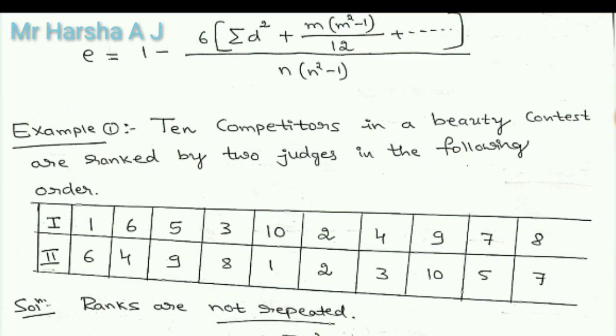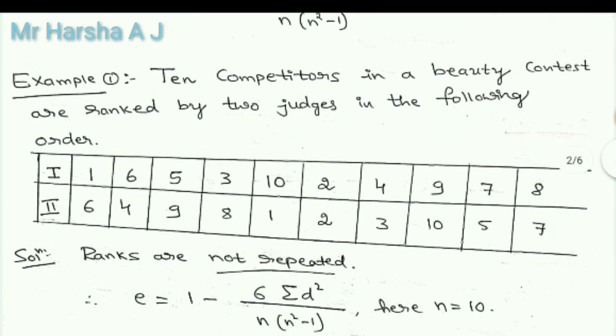So what is the first observation I mentioned? The ranks should not be repeated, right? If they are repeated, there is a change in the formula. Since both the first and second judges are giving ranks, it is not possible to repeat. All the numbers 1 to 10 are there. So we have to find the rank correlation.